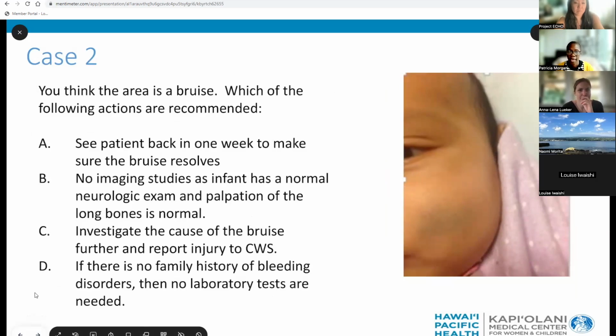A, see the patient back in 1 week to make sure the bruise resolves. B, no imaging studies as the infant has a normal neurologic exam and you've palpated the long bones and that's normal. C, investigate the cause of the bruise further and report the injury to CWS. D, if there's no family history of bleeding disorders, then no laboratory tests are needed.